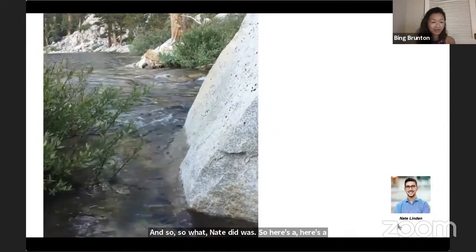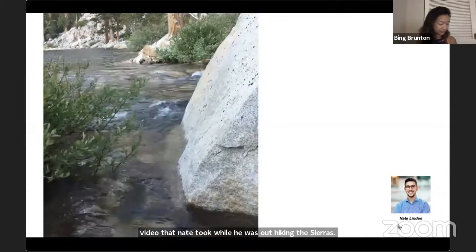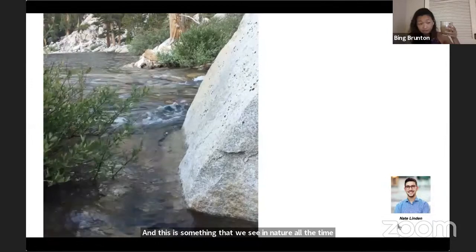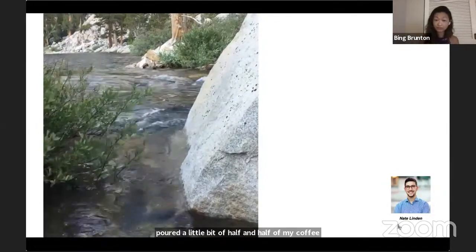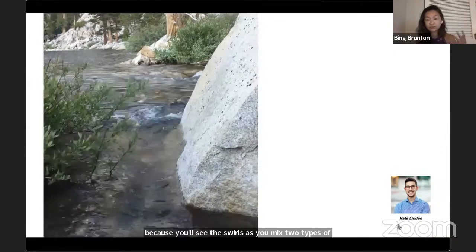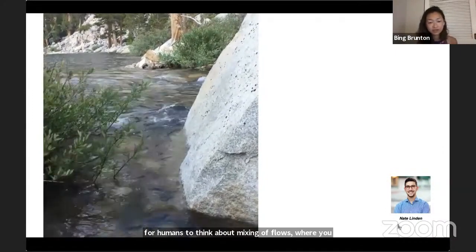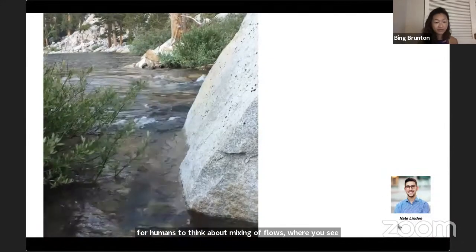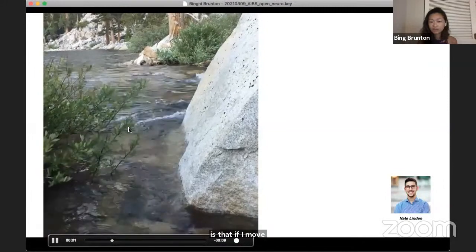What Nate did was, here's a video that Nate took while he was out hiking in the Sierras. This is something that we see in nature all the time. For example, I saw it this morning when I poured a little bit of half and half in my coffee, because you'll see the swirls as you mix two types of liquids together. So it's very intuitive for humans to think about mixing of flows. What you see here in this video that Nate took of this little brook is that if I move my cursor, can people see it?